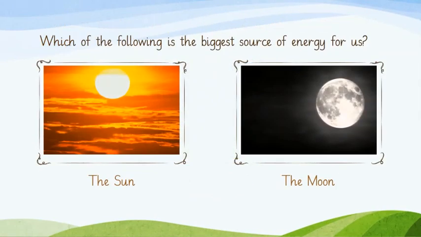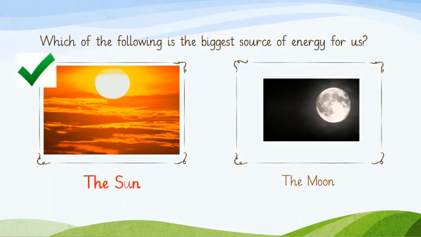Another question is, which of the following is the biggest source of energy for us? Is it the sun or is it the moon? The correct answer is the sun is the biggest source of energy, that is heat and light, for all the living things on the earth.